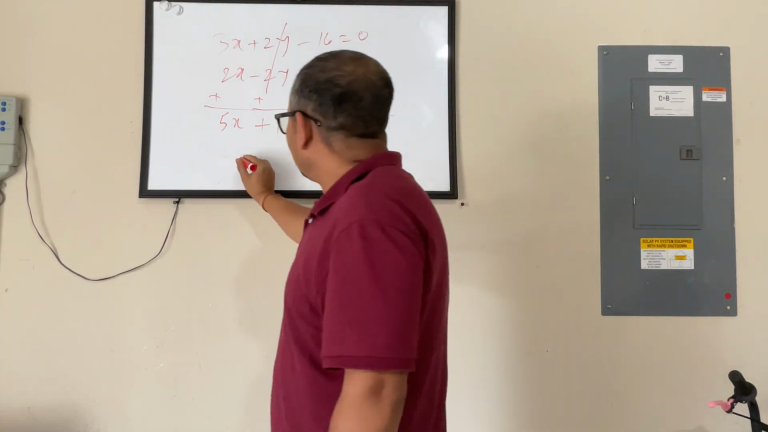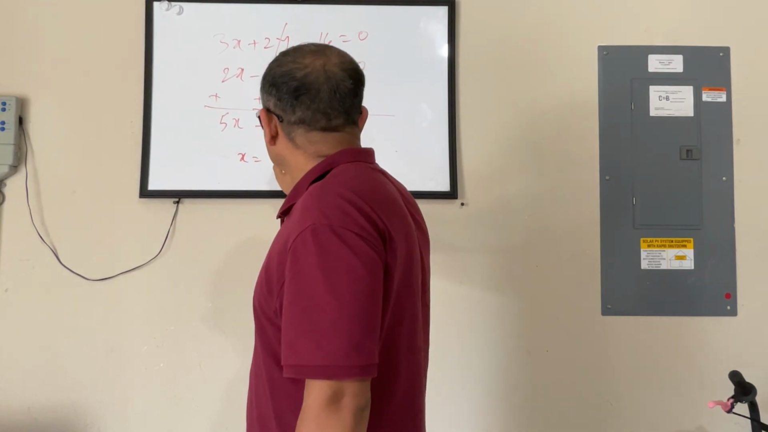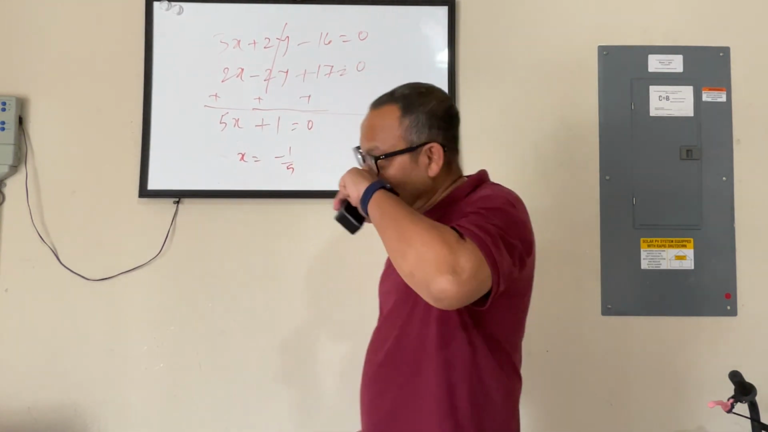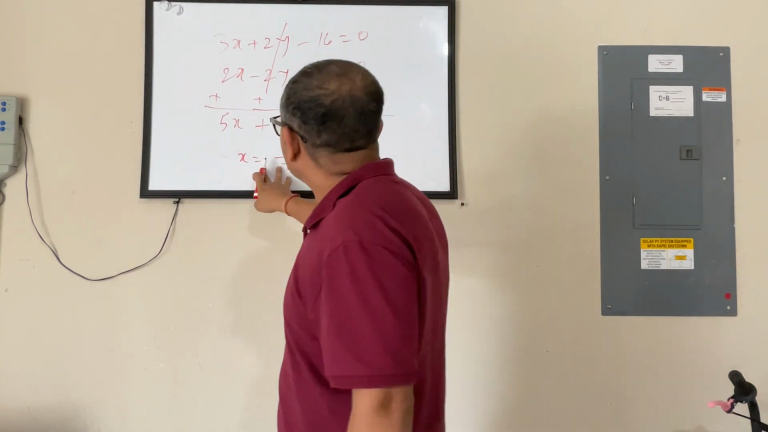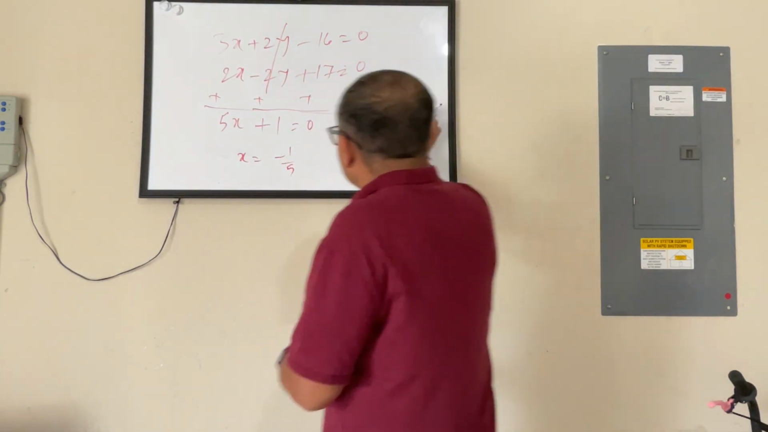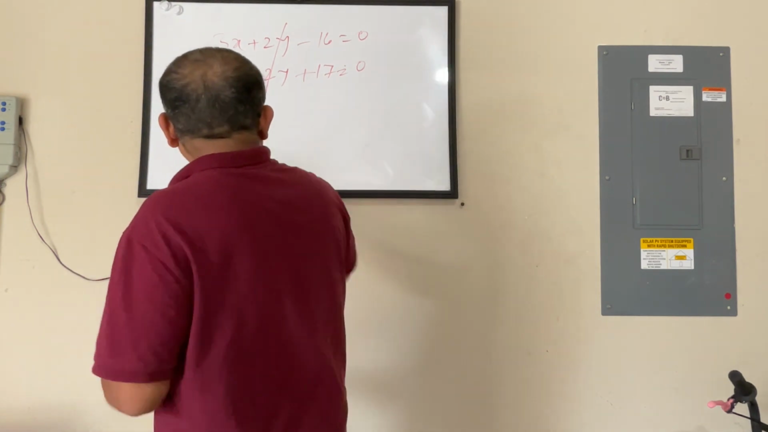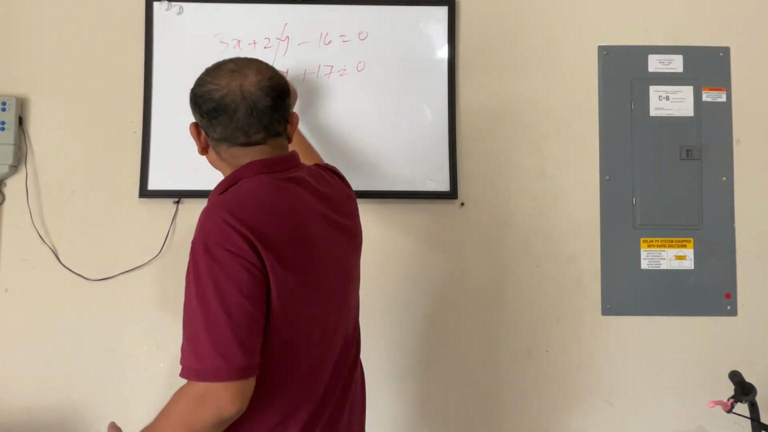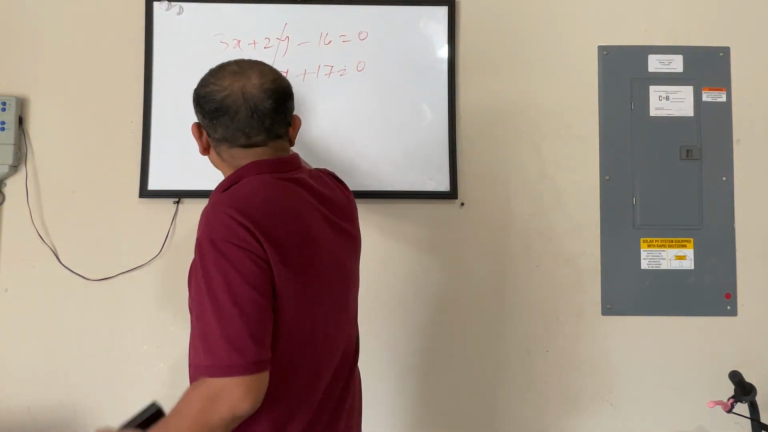So from this I can find out x equals minus 1 by 5. And now I can use this value of x, put it in one of the equations and solve it. This is one way of doing it. The second way is, let's find out the value of 2y from this equation.